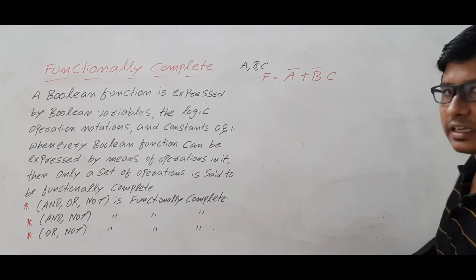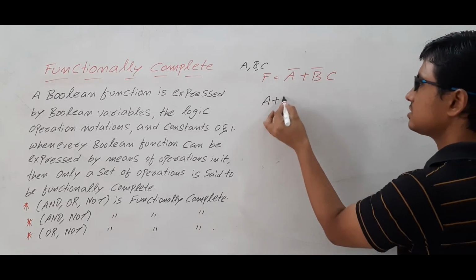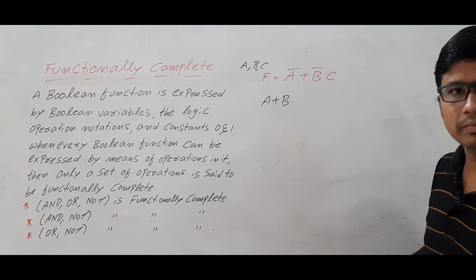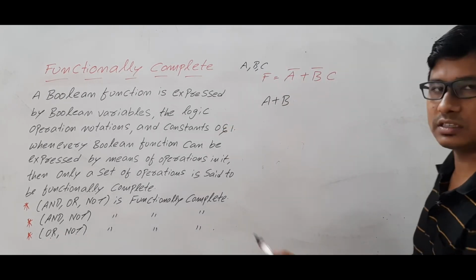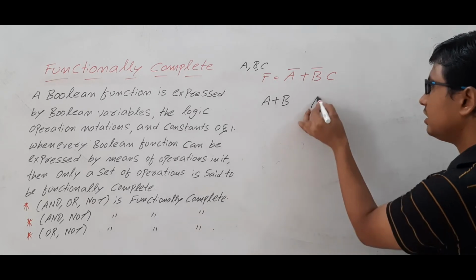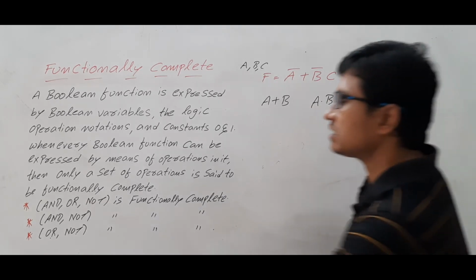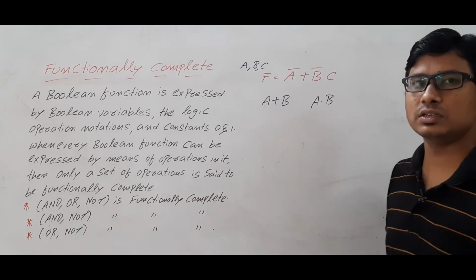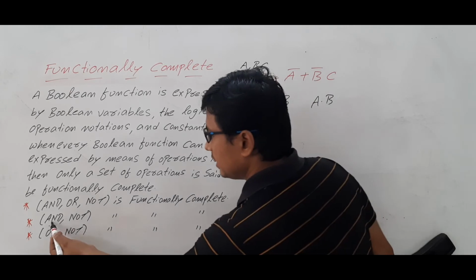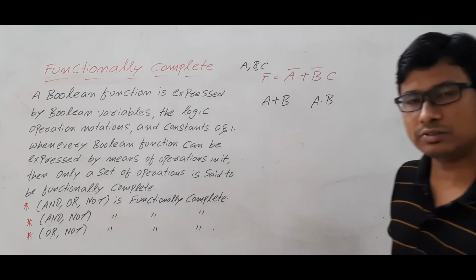See, I can say that OR can be derived if I can represent this equation as A or B. Then I can say that it is functionally complete. Or if I can make it as A and B, then I can say that AND can be found, and then also it is functionally complete. Why? AND comma NOT is also functionally complete, OR comma NOT is also functionally complete.